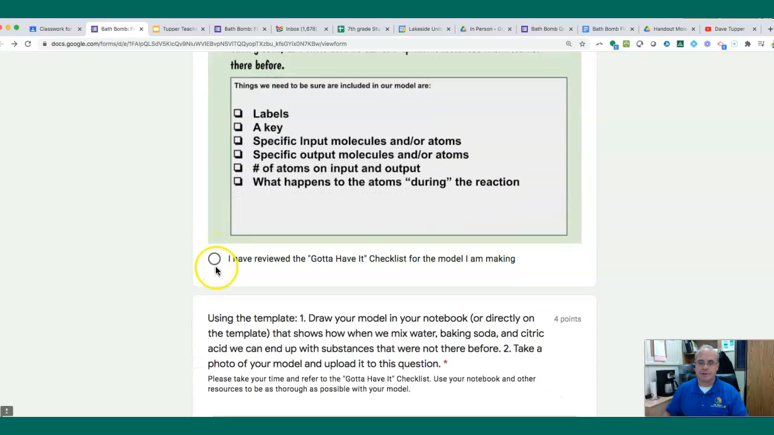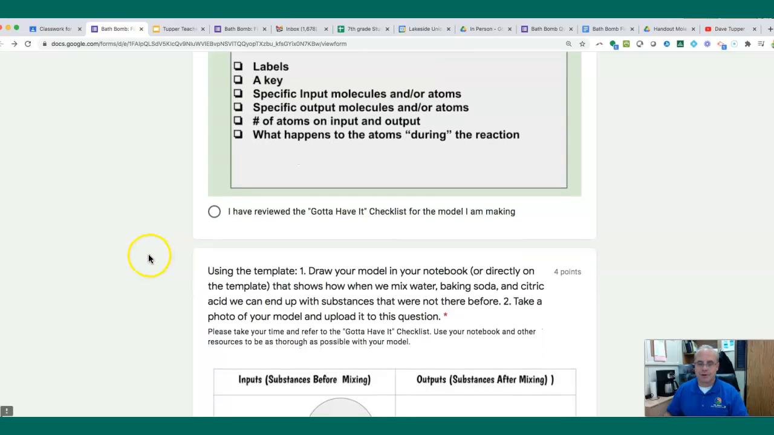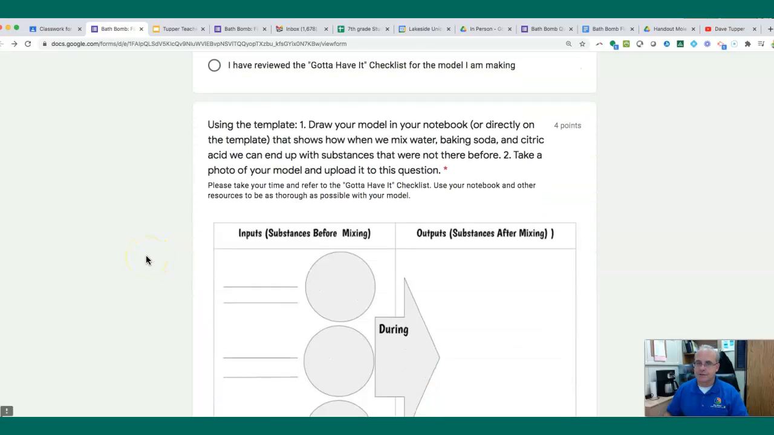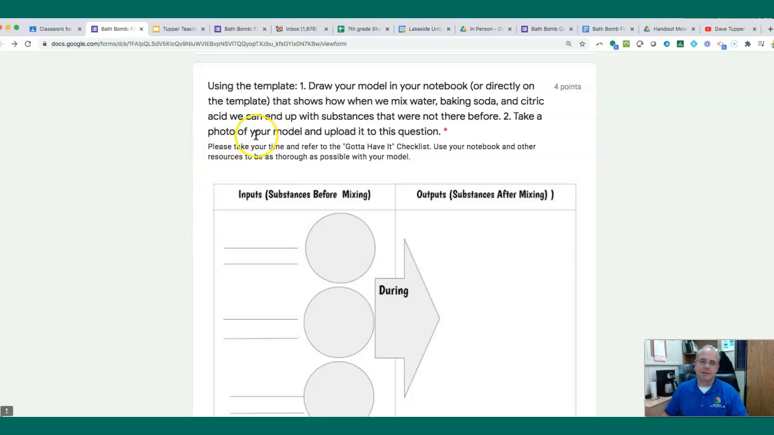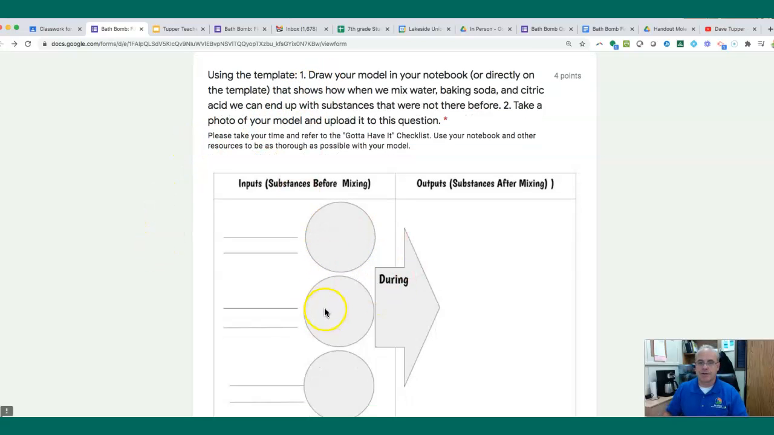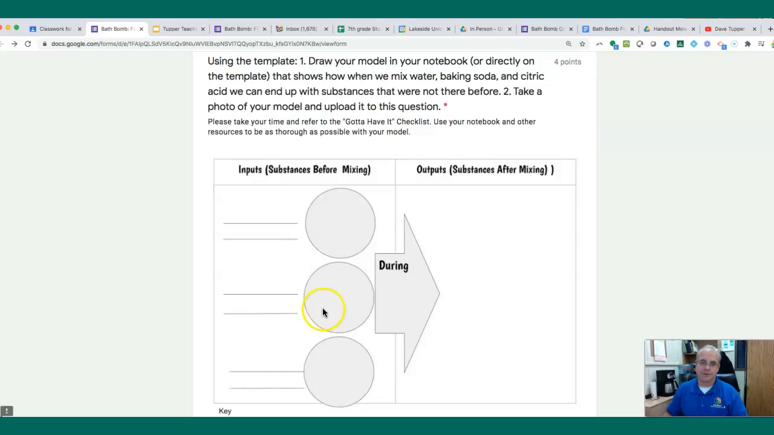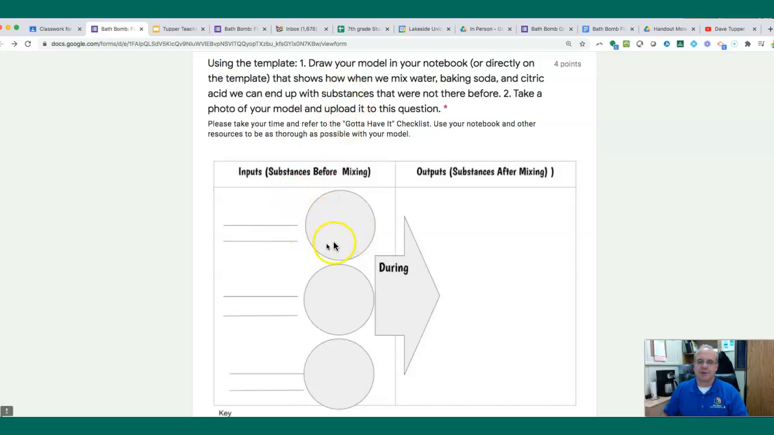And then there's an easy question. Yes, I've reviewed the gotta have it checklist. So now, the meat of your day, using this template here, you're going to have to draw that in your notebook unless you're able to print it somehow, but I would draw it in your notebook because it's very basic.